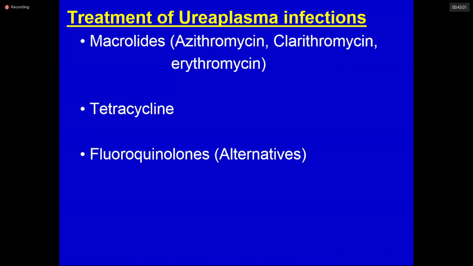Treatment of Ureaplasma infection, again, macrolides: azithromycin, clarithromycin, also erythromycin, the general one. Tetracycline also can be used, in particular doxycycline, which is the long-acting tetracycline, and can be used once daily. Fluoroquinolones are again alternatives, similar to what we have said with Chlamydia.